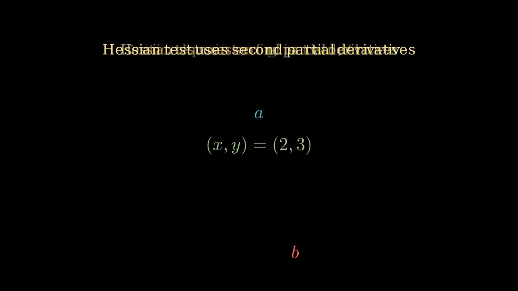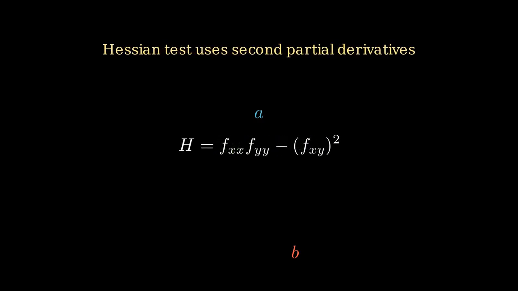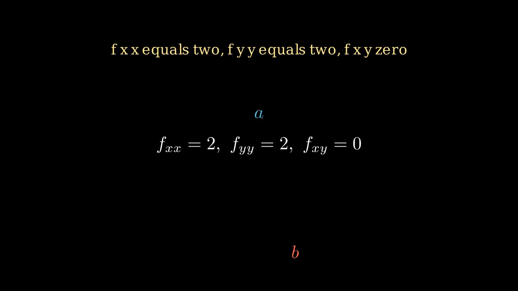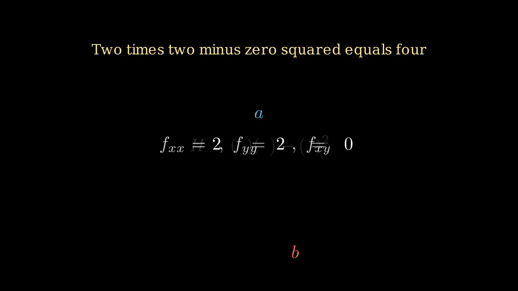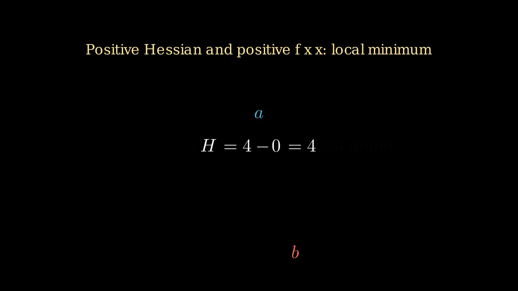To confirm what kind of critical point this is, we use the Hessian test built from the second partial derivatives. The second partial derivative with respect to x twice is 2, the second partial derivative with respect to y twice is also 2, and the mixed partial derivative is 0. The Hessian determinant equals 2 times 2 minus 0 squared, which is 4 minus 0 equals 4. Since this Hessian determinant is positive and the second partial derivative with respect to x twice is also positive, the critical point is confirmed as a local minimum.